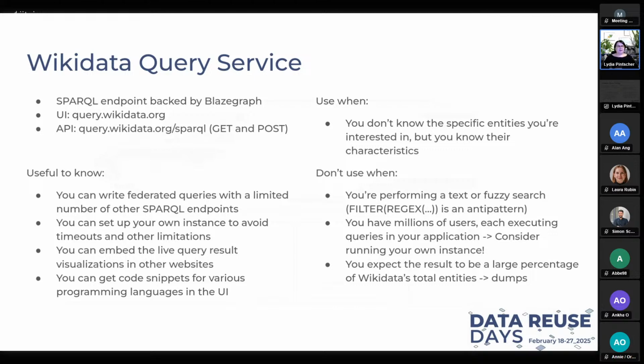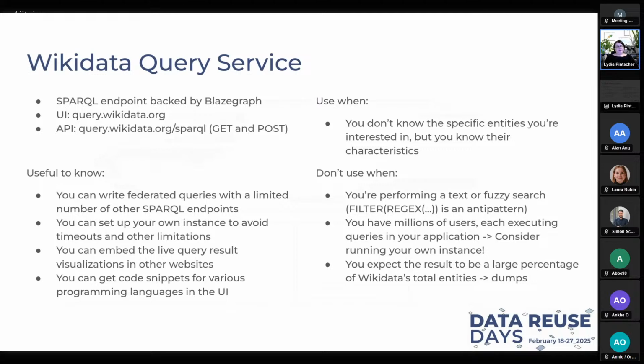Some useful things to know about this. One is you can write federated SPARQL queries on this SPARQL endpoint, but only to a limited subset. And query.wikidata.org lists which ones. Basically, it allows you to combine data from Wikidata and these other SPARQL endpoints into one query result, which can sometimes be very helpful.